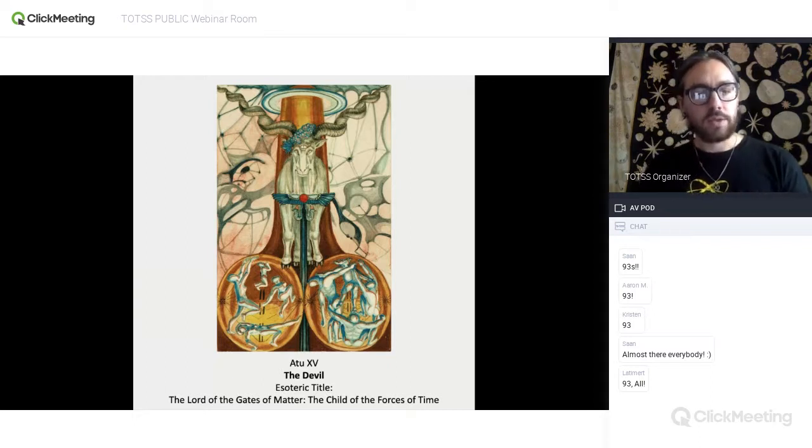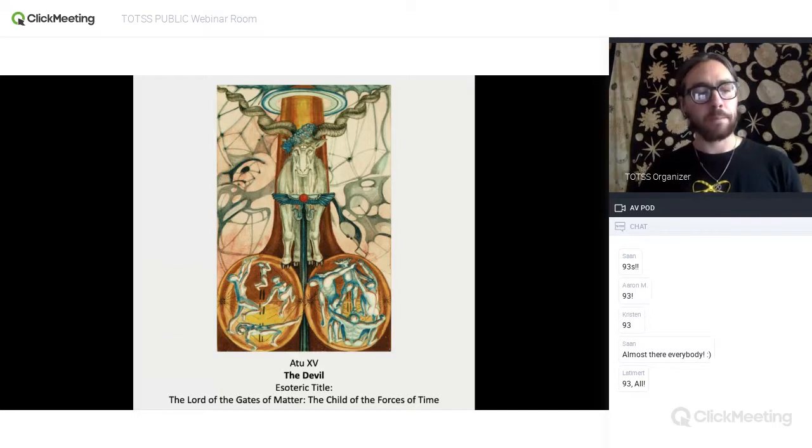All right, so this is the devil that we're seeing here from the Thoth deck, with the esoteric title The Lord of the Gates of Matter, The Child of the Forces of Time. Now, this idea of the child of the forces of time definitely reminds us of Saturn, right? Saturn, Kronos, the god of time. And this idea about the lord of the gates of matter.